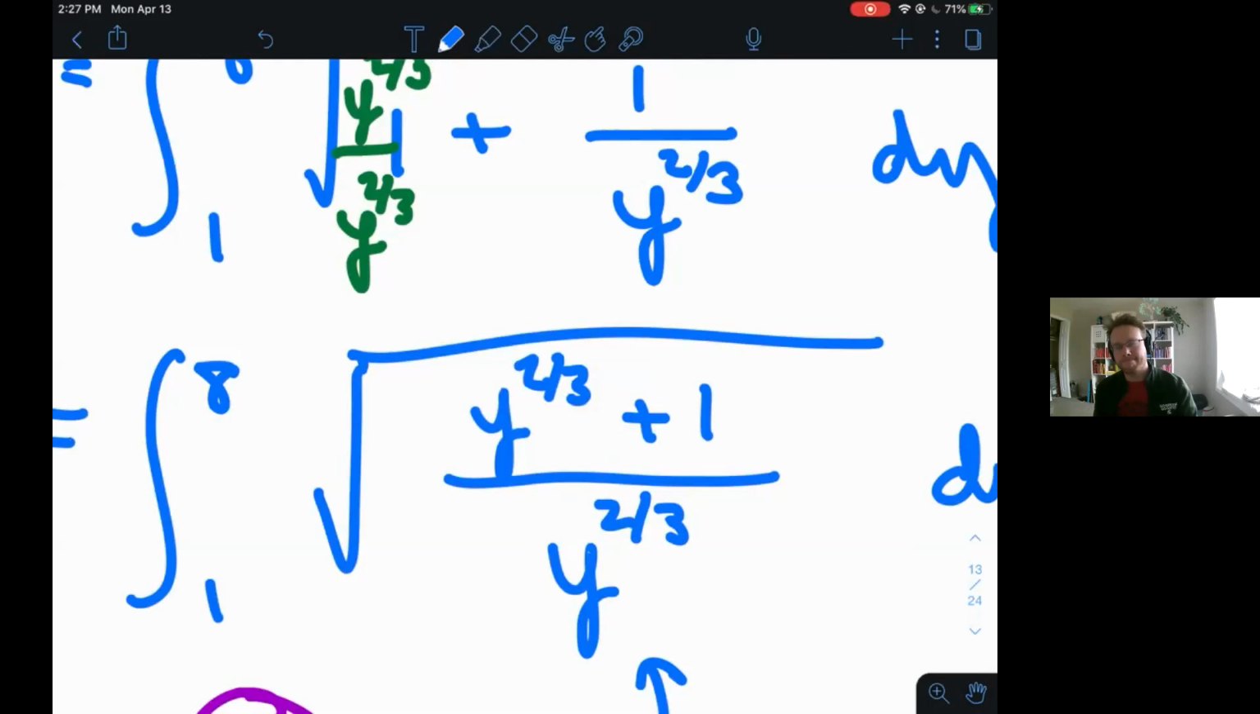Yeah, if you did a u sub first and you had u as y to the 1/3, then you'd have a u squared plus 1. I suppose at that point you could do a tangent, but you would have already done a u sub, and then the trig sub just makes it harder than it needs to be, I think. Yeah, I don't see a natural way of doing that.